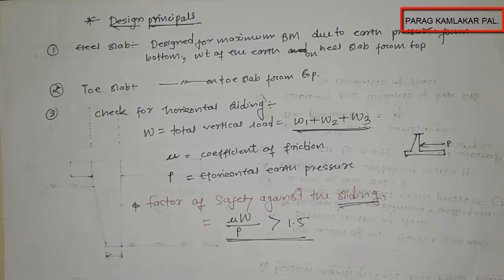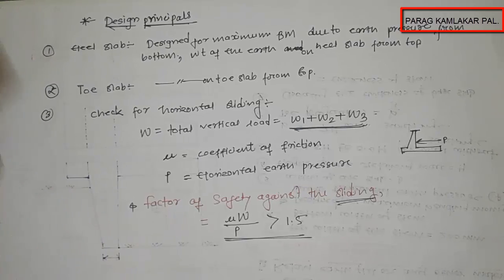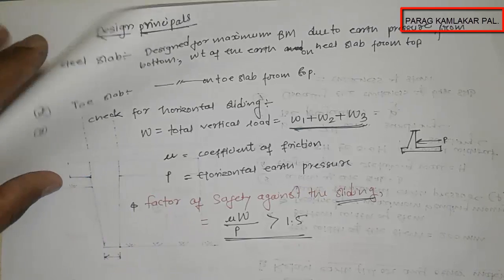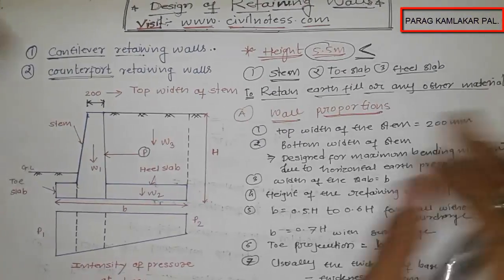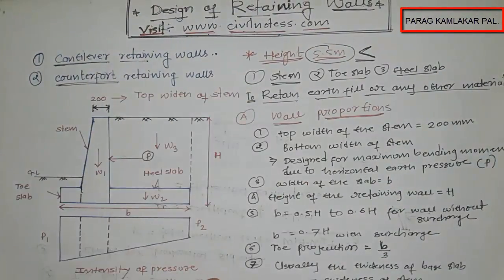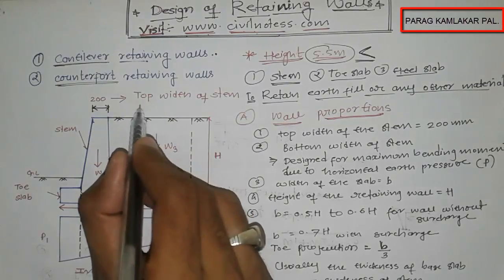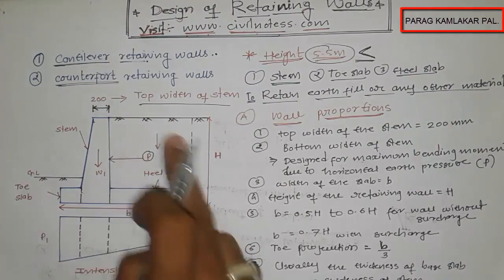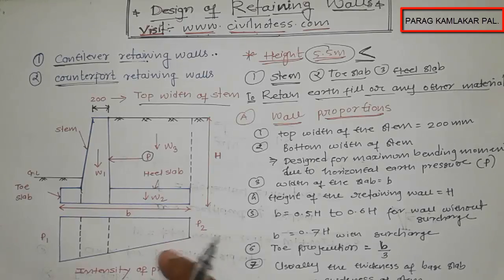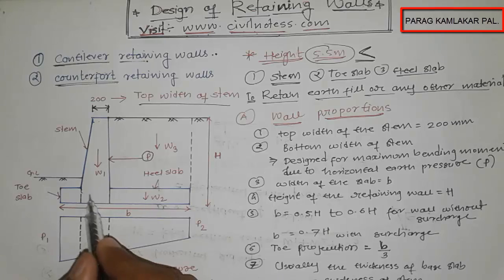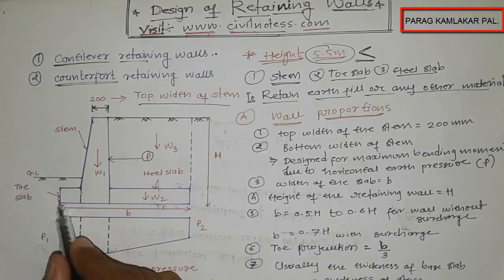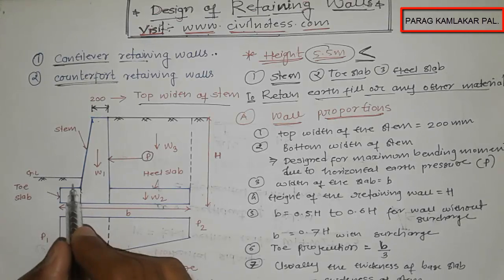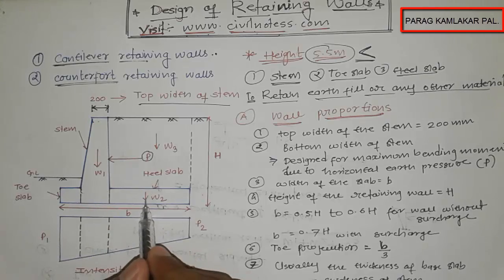Cantilever retaining wall is very simple. If I want to give a brief about that, the diagram is like this. Here is the diagrammatic representation. This is the top of the stem we have. This is the earth fill over here. It is called the stem. This is the top of the stem, this is the bottom of the stem. It is the toe slab. This is called the toe projection. This is called the heel slab. This is called the width B.